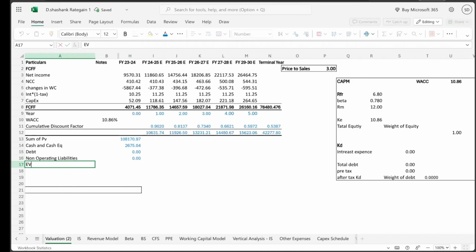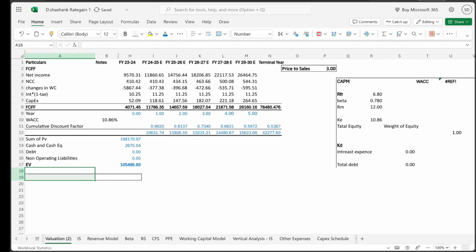So enterprise value is going to be minus cash. That's it. So the next thing we have to look for is the number of outstanding shares. That number is around 117.94 and ta-da, it's a good estimated value.